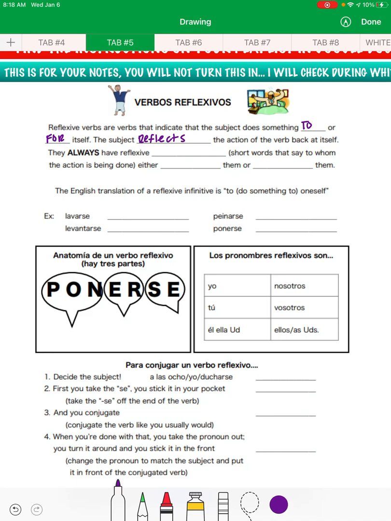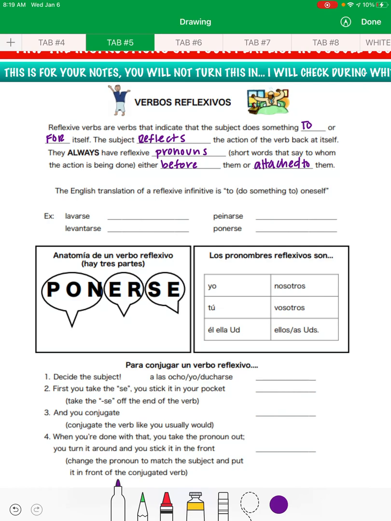They always have reflexive pronouns that are short words to say to whom the action is being done. So, it's either before them or attached to them. Okay, so just like with the little movie we watched the other day, it had the se in front of it whenever the action was happening to itself or to the person. So that's the short words that we're talking about.